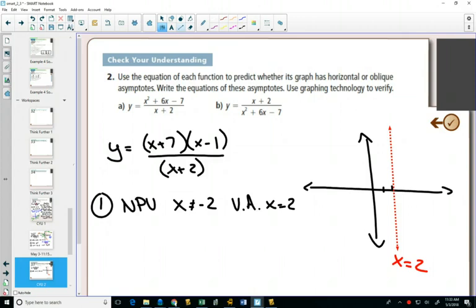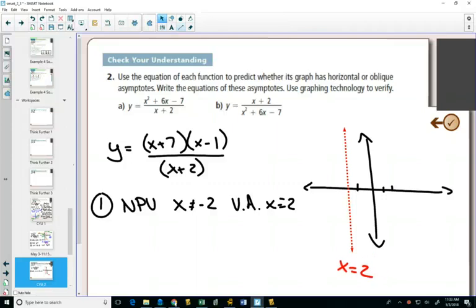Yes, it should be at a negative 2. Thank you. So, there we go. You can do that on your notes. You can just erase it. Sorry about that. Yes, it's at x equals negative 2 because that's our non-permissible value.